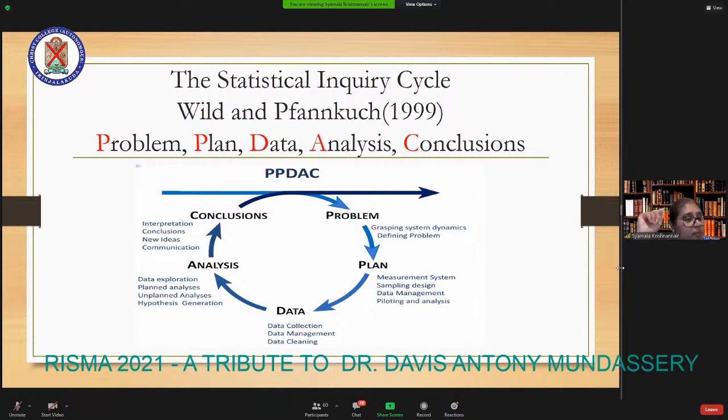Here, problem refers to the statement of the research questions, plan refers to the planning of the procedures used to carry out the study, and data refers to the data collection process.